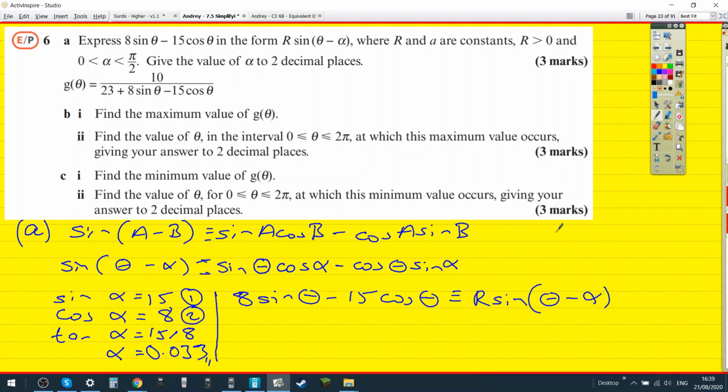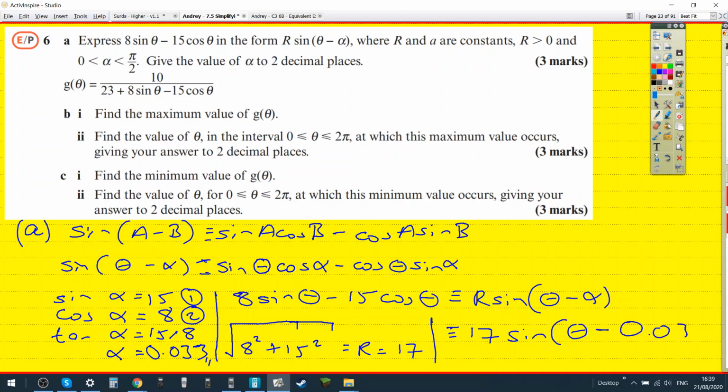Square root of 8 squared plus 15 squared. Yeah. And that equals 17. Okay. And so it'll become 17 sine theta minus 0.033. That's it. That's part A. Now part B.